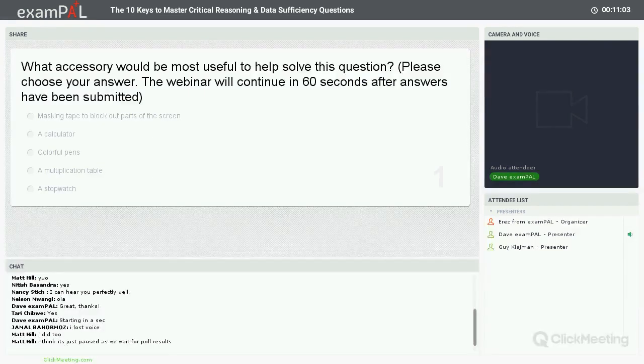Quick survey. Which accessory do you think would be most useful to help solve this question? Would it be masking tape to block out parts of the screen? Would it be a calculator? Would it be colorful pens? Would it be a multiplication table? And would it be a stopwatch?